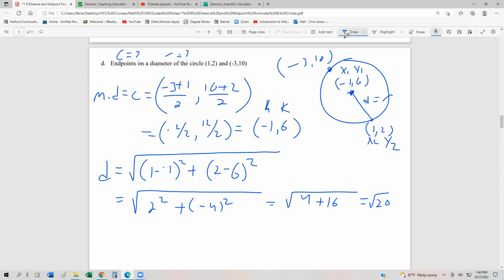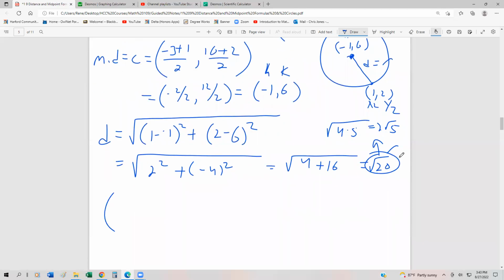Now, we could simplify this. We don't have to in this case, but we probably should make sure that we can, because we know the square root of 20 is the square root of 4 times 5, and we could write that as 2 root 5. But I'm just going to keep it like this, because that way when we square it, we don't have to do any extra algebra except for getting rid of the square root. So this is our radius r, because it's our distance.